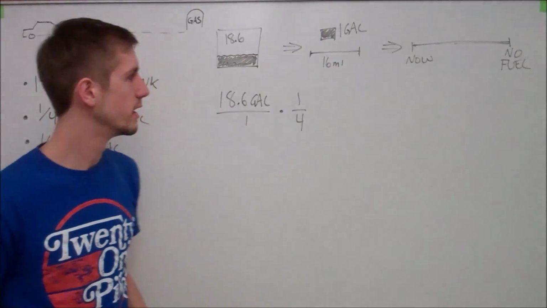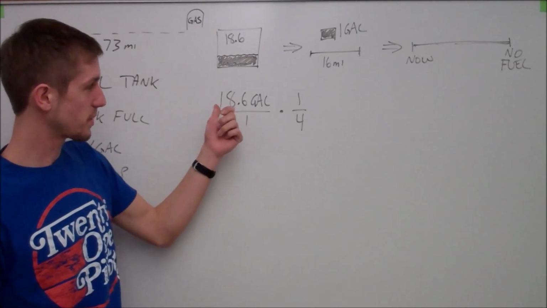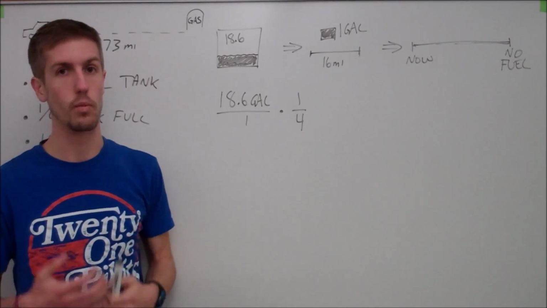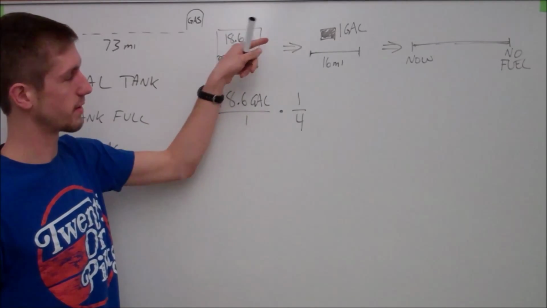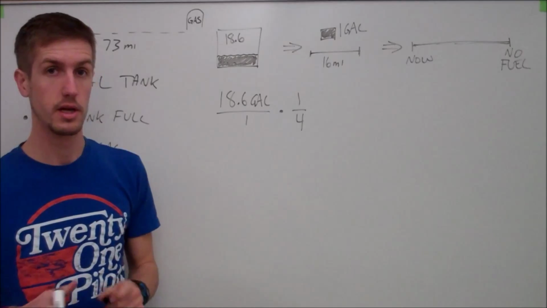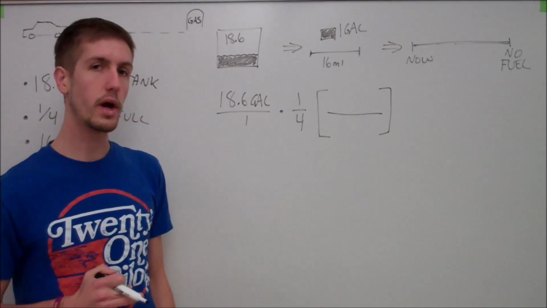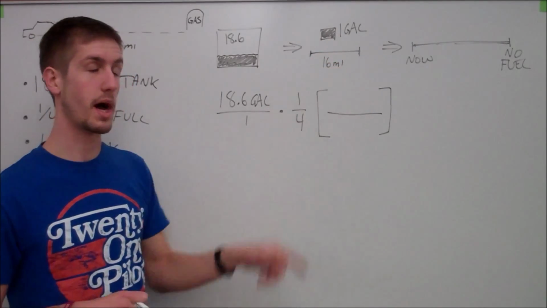So the first step was to find out how much fuel remains. And that's where I took my 18.6 gallons and I divided it by 4, which is telling me what is left. Now with my two bars with an arrow, this is showing me what my unit conversion is going to be. So in the next step, I need to know what conversion I have in order for me to relate gallons and miles.